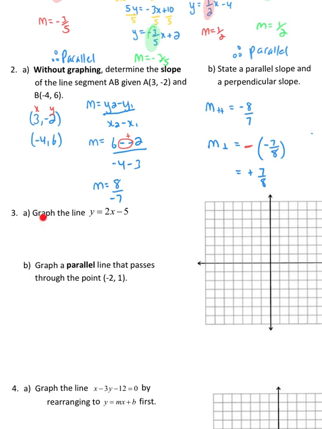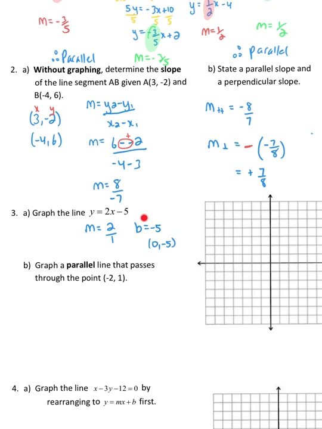In question 3, we're asked to graph a line, y equals 2x minus 5, and then we're asked to graph a parallel line that passes through a specific point. So to graph this line, I just make sure it's in the form y equals mx plus b, which it is. I'm going to identify the slope, which is 2. And I'm going to write that as 2/1 to think of rise over run. And then the y-intercept is -5, which has the coordinates 0, -5.